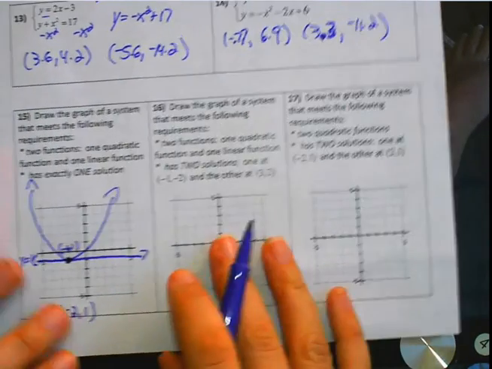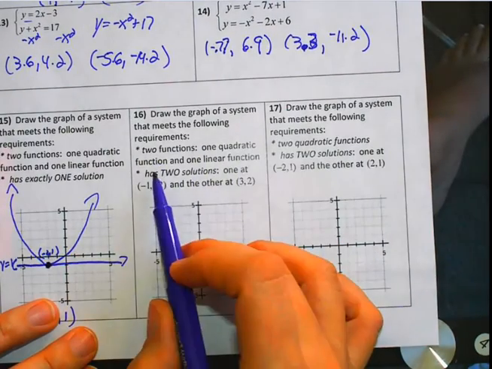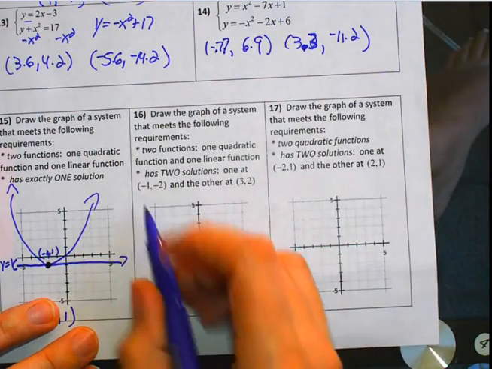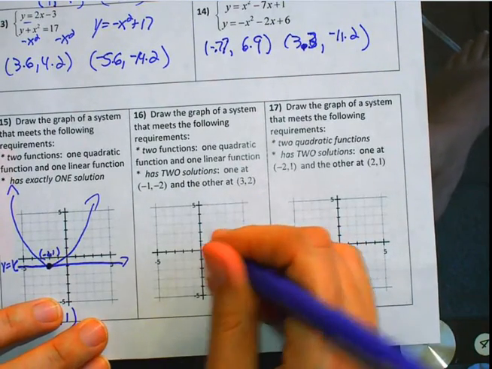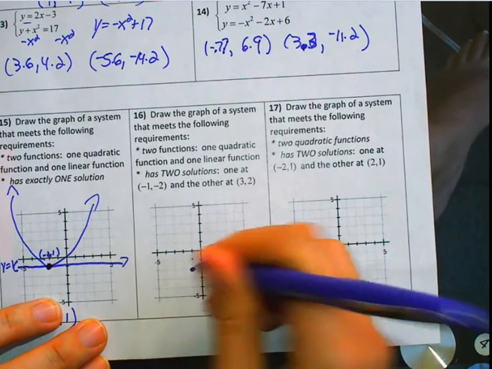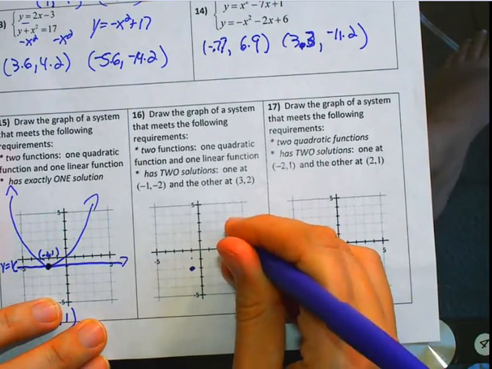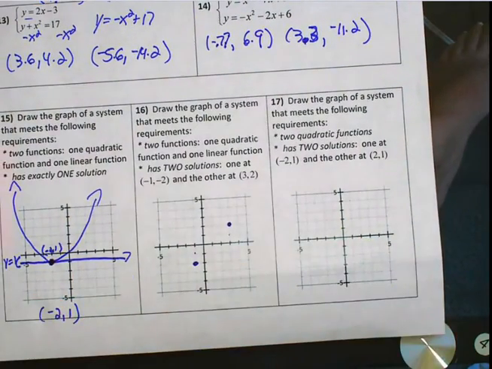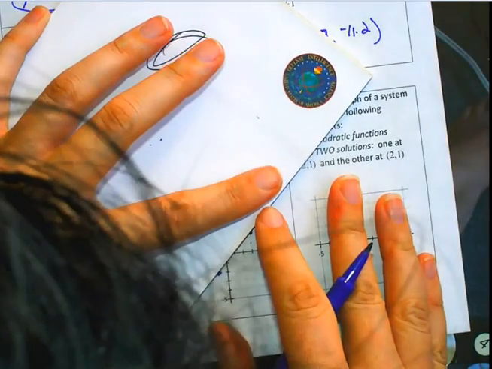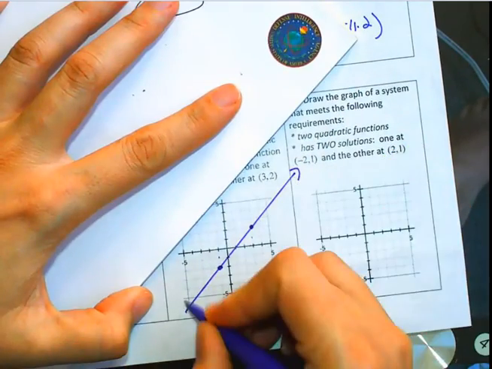Okay, the next one says, draw a graph of the system meets these requirements. 2 functions, 1 quadratic, 1 linear, has 2 solutions, one at negative 1, negative 2, and then the other, which is at 3, 2. Okay, so the first thing, we know we need a linear one, so that one's kind of the easy one. So make this a linear one. So the line has to go through those 2 points.